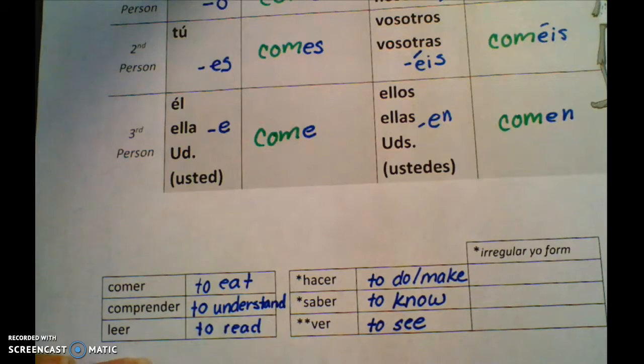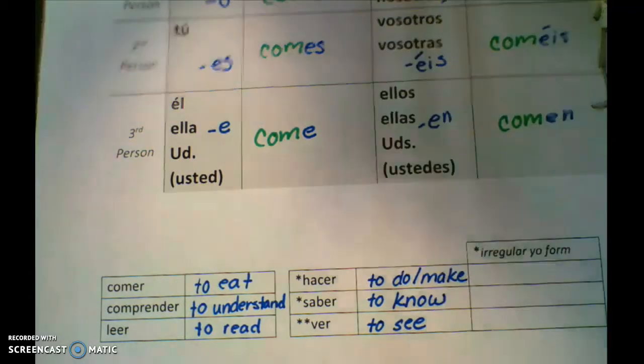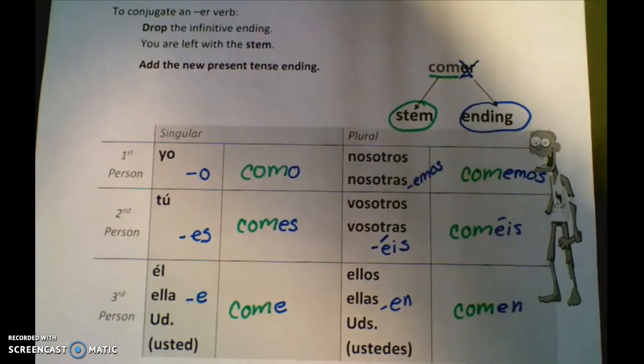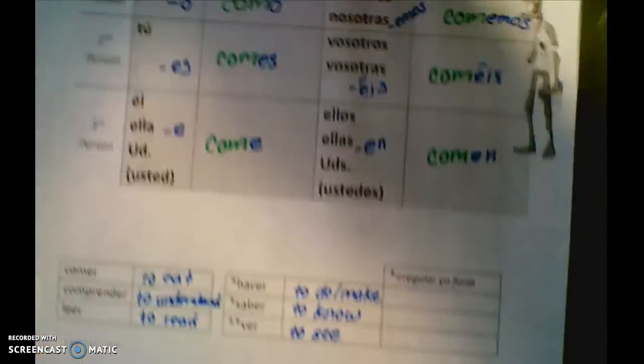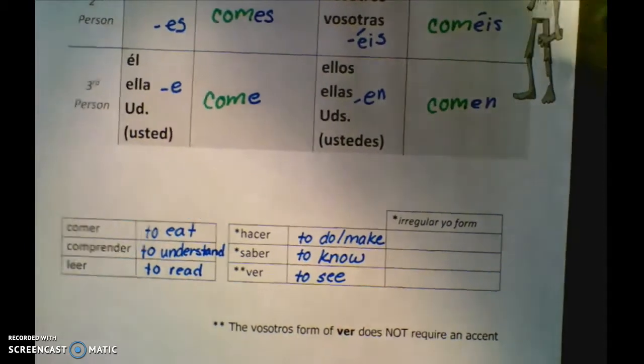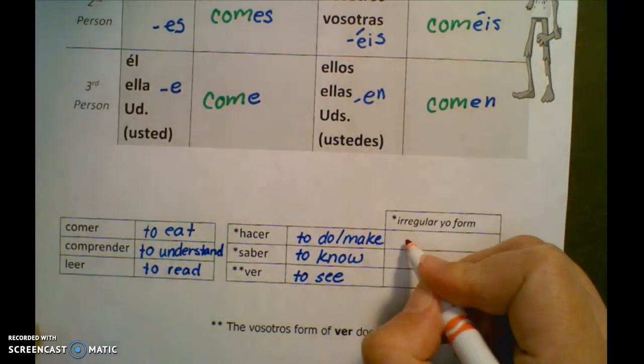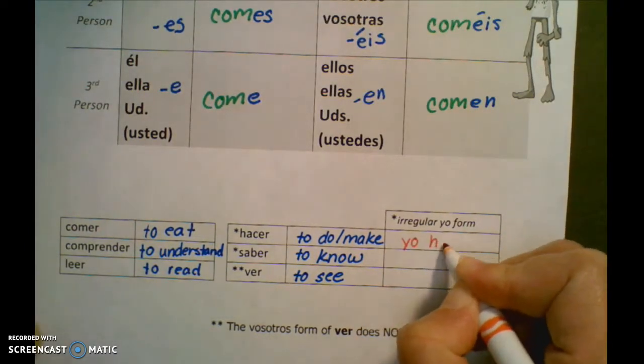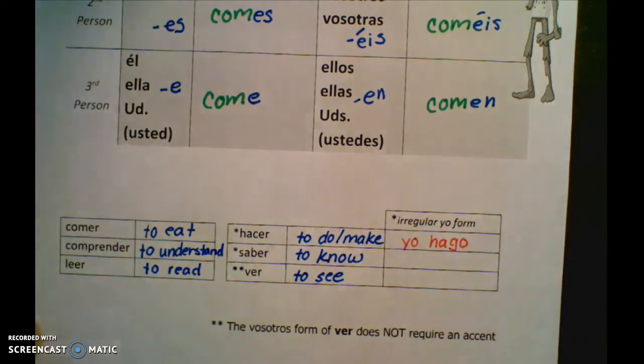All right? Now, the thing about these guys over here is that they all possess an irregular yo form, which means the yo that would be up here in the chart that should add an o doesn't just add an o. These are a little different. The yo form of hacer is yo hago. So you think it'd be haco, you'd keep the c and get rid of the er and just add o.